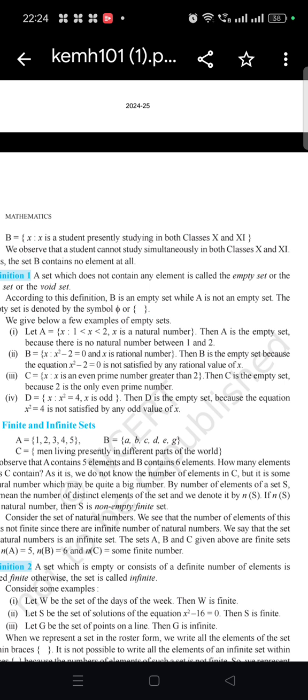So students, clear it. What is empty? Next, C is a set. Follow. x is an element where x is an even prime number greater than 2. Then C is the empty set. Why? Because 2 is the only even prime number. There is no even prime number greater than 2.